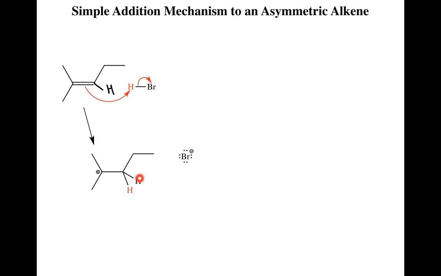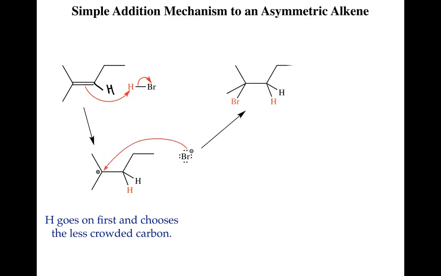Okay, so these two H's go together. You now have this carbocation. This Br is going to come in to the carbocation site, with this product. It's the exact same reaction we just did with the ethene, the 2-carbon alkene, only now we have distinct crowded, more crowded and less crowded sides. So H goes on first and chooses the less crowded carbon. That's key. We get this. This is what's known as the Markovnikov product.